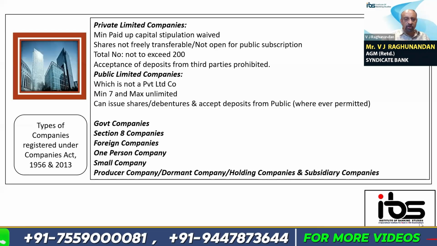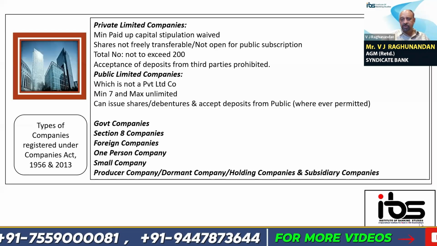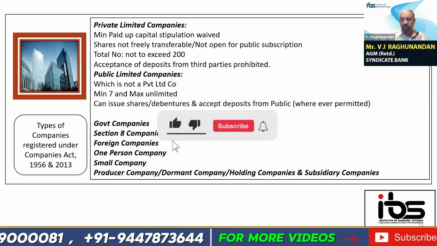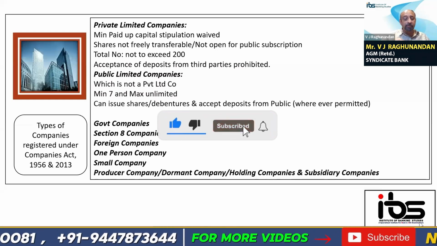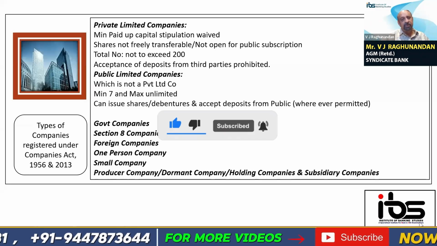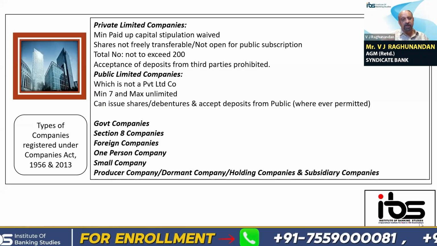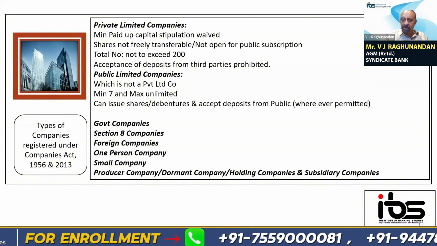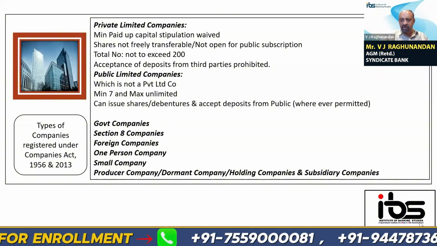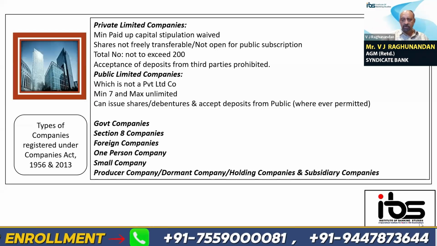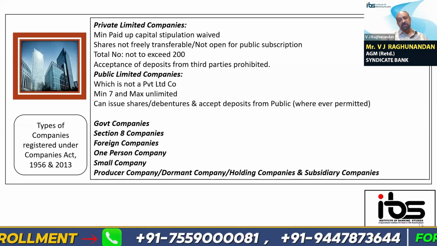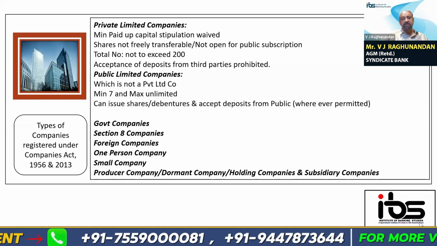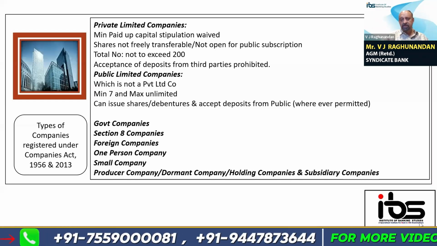Okay. Then you have got producer companies. What are producer companies? In case a company is formed with minimum 10 producers of the same product, producers of the same product, they get together and form a company. It is called a producer company. Again, maximum members, no limit. Okay. Number of directors will be minimum 5 and maximum 15. The status will be private limited company.